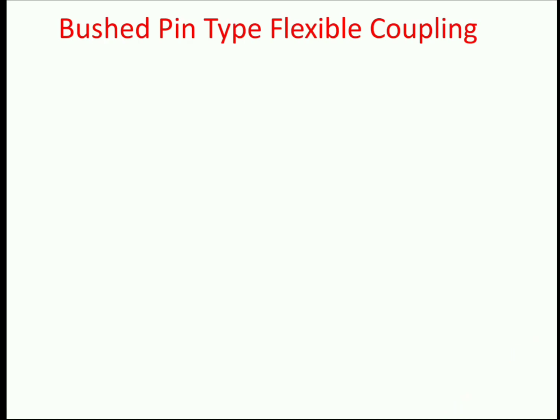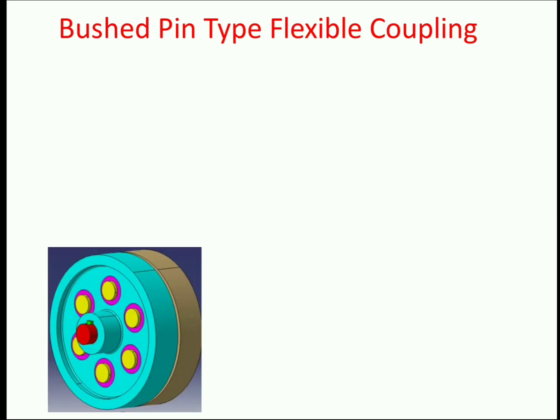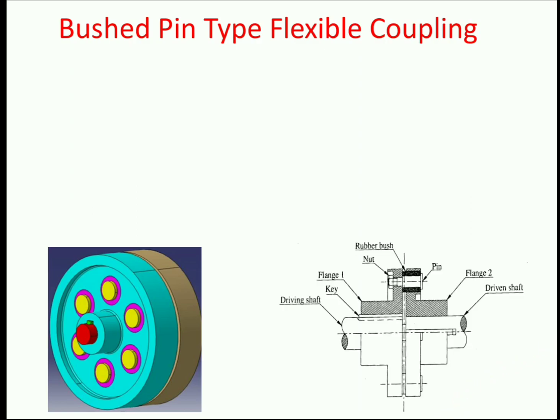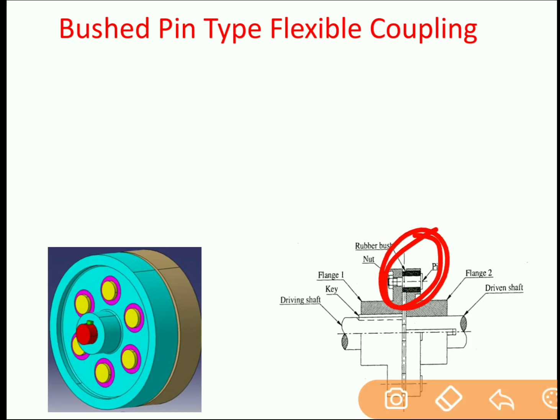Next is the flexible coupling. Flexible coupling has three categories. First is the bush pin type flexible coupling. Bush pin type flexible coupling is similar to the protected type flange coupling, but with a bush inserted. You can see in this figure that it is similar to the protected type flange coupling, but there is a bush pin over here.